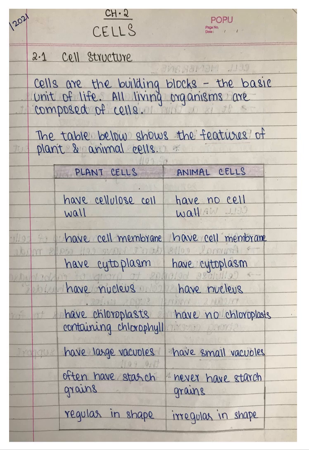Both plant and animal cells have a nucleus. Plant cells have chloroplasts containing chlorophyll, but animal cells do not have any chloroplasts. Plant cells have large vacuoles which contain cell sap, but animal cells have smaller vacuoles called vesicles. Plant cells often have starch grains, whereas animal cells don't. Plant cells are regular in shape, whereas animal cells are usually irregular.